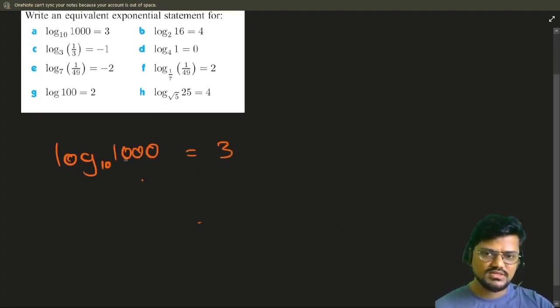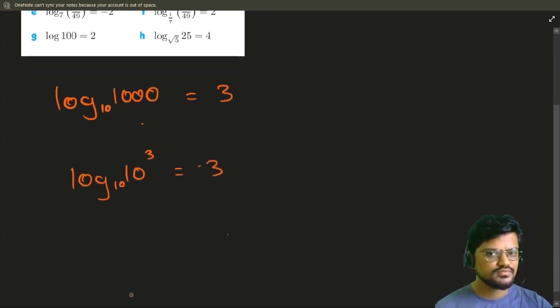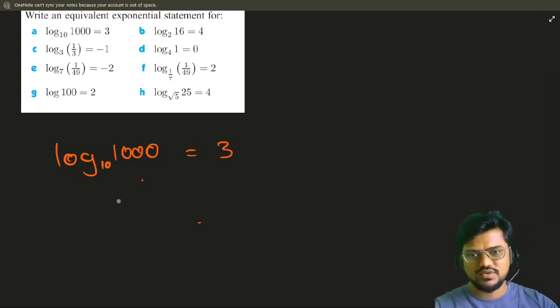What I will do, this 1000 can be written as log of 10 to the power 3 to the base 10 equals 3. Right? This 3 can be taken backside. No, no. We'll not do it in this way. No. What we will do, see over here.